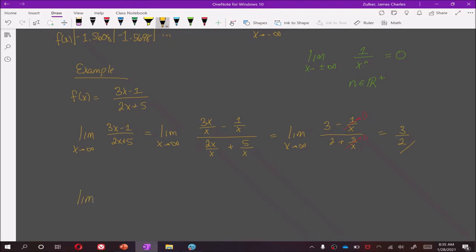And we're going to do similar analysis now for negative infinity. But I'm not going to rewrite all of the work, but we're doing the exact same thing as we did up here. So we're going to be left with 3 minus 1 over x over 2 plus 5 over x. Right, then using this property up here in green, that goes to 0, that goes to 0, and we're once again left with 3/2.